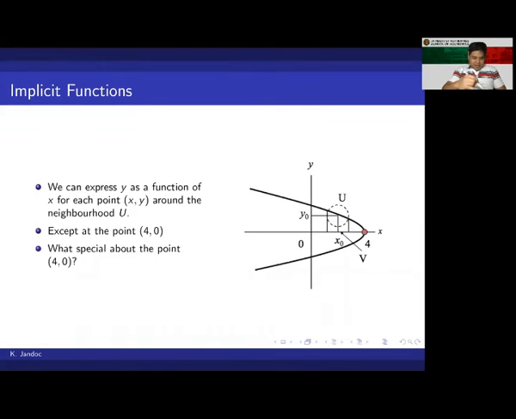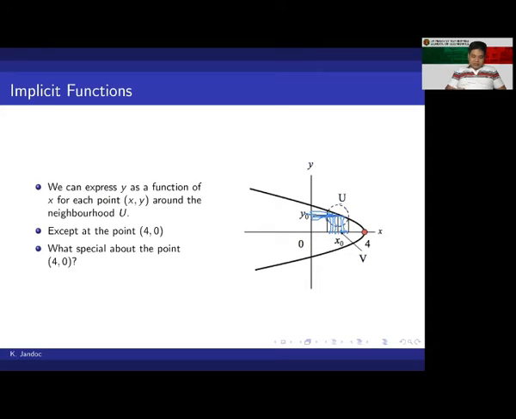Now, notice that all of the x's in this neighborhood have only one corresponding value of y, right? So in this neighborhood, you have different x's over here, which will only contain one value of y. So therefore, we can express y as a function of x for each of the x in this neighborhood u.